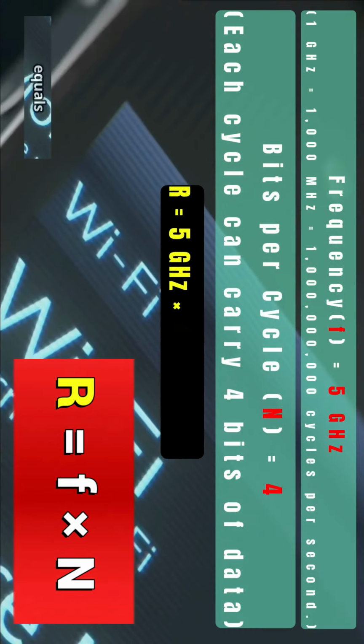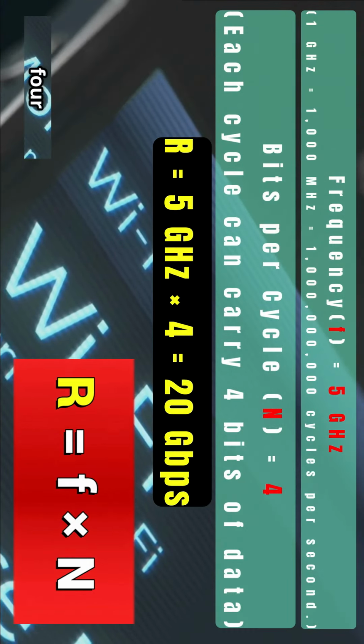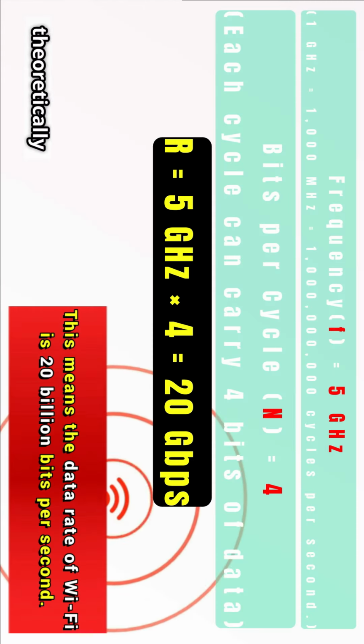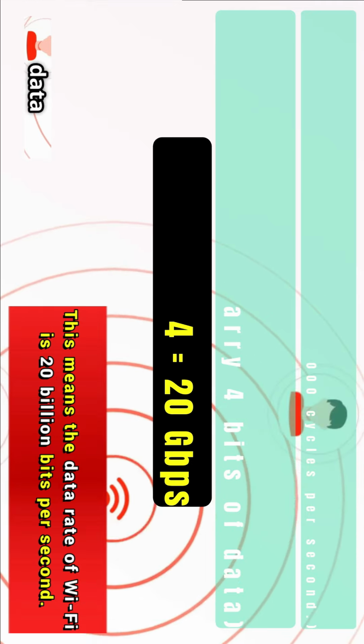Using the formula R equals F times N, R equals 5 gigahertz times 4, which equals 20 gigabits per second. This means the Wi-Fi network can theoretically transmit 20 billion bits of data per second.